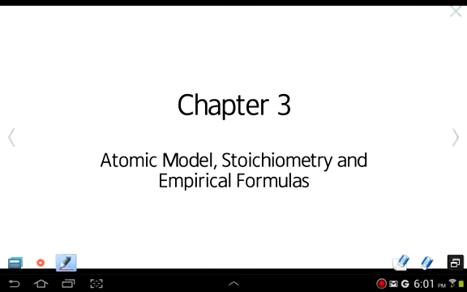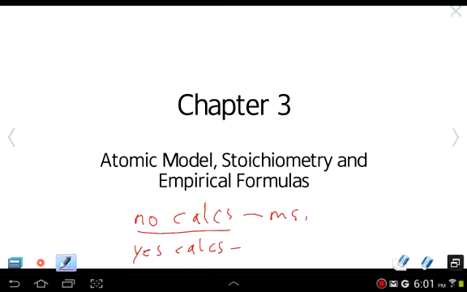Because there are no calculators for the multiple choice section, we will have to do the math by hand, and usually the math is simple enough that we can guesstimate the answer, or we can reasonably perform the actual calculation on paper. So no calcs for the multiple choice, but yes calcs for the free response. This will be the rule as we go along here.